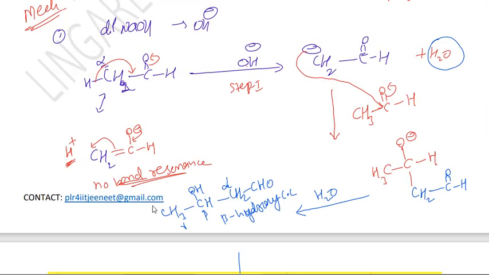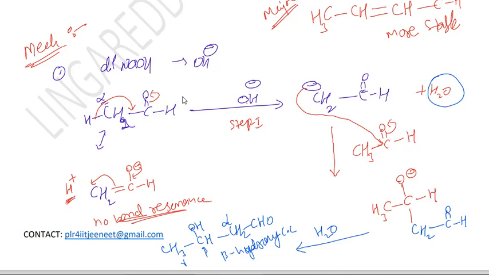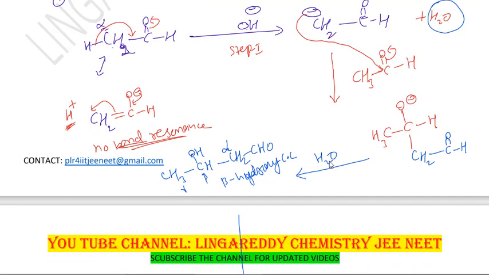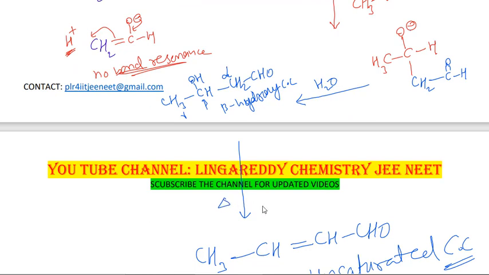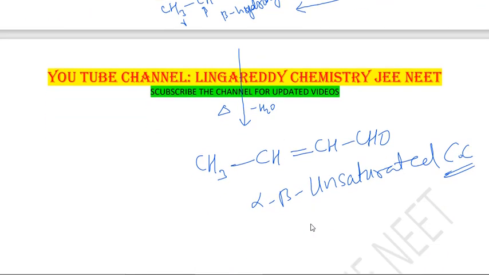You can see the mechanism one more time, what is happening here. We are taking 2 moles. The OH minus takes H plus from the alpha position. This alpha position becomes a carbanion and reacts with the carbonyl of one more aldehyde. Then with water it becomes OH again. Later, by heating, it removes a water molecule and forms the alpha beta unsaturated carbonyl compound.